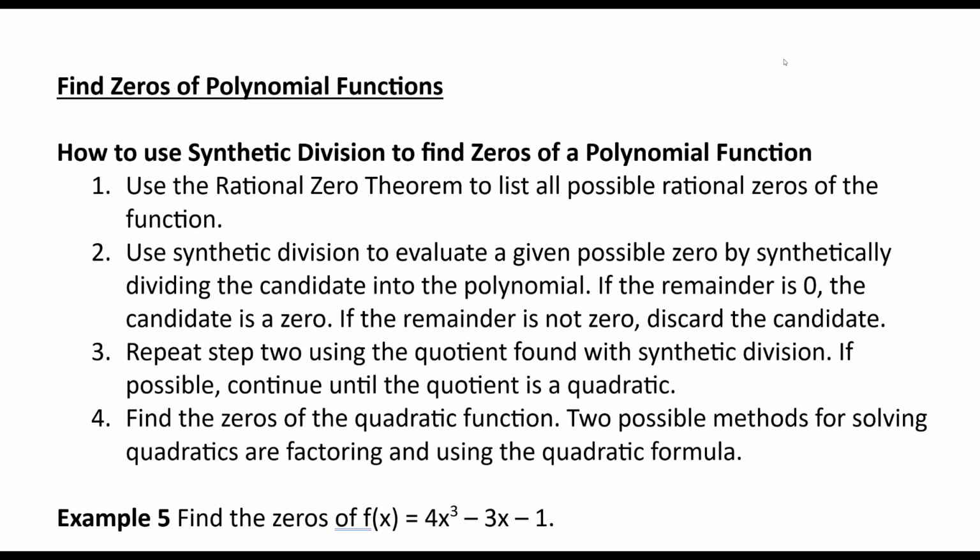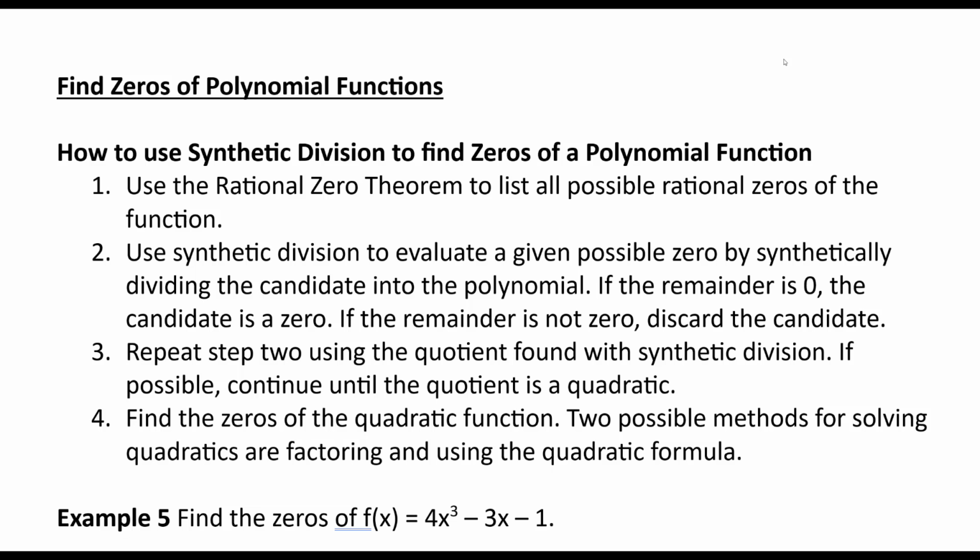Use the rational zero theorem to list all possible rational zeros of the function. Use synthetic division to evaluate a given possible zero by synthetically dividing the candidate into the polynomial. If the remainder is zero, there you go, the candidate is a zero. If it's not, then discard the candidate. Repeat step 2 using the quotient found with synthetic division. If possible, continue until the quotient is a quadratic.